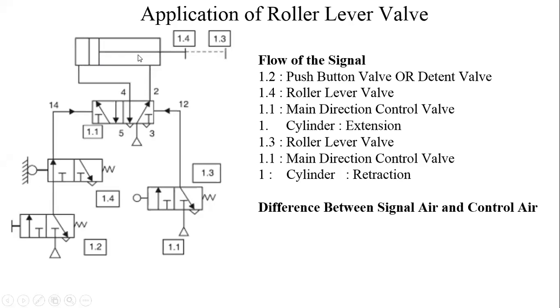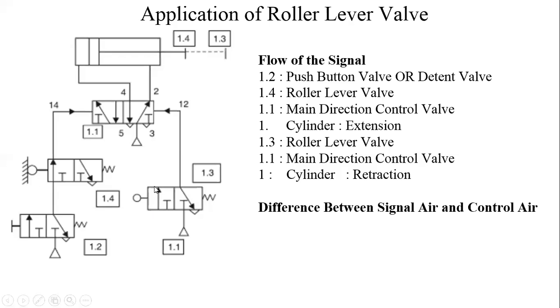The cylinder rod with cam surface now will activate roller lever valve 1.3, because it touches roller lever valve 1.3. Since 1.3 is now activated, it means this one. If this is activated, it activates again left side position of the roller lever valve 1.3.